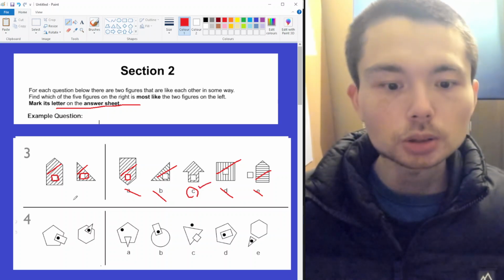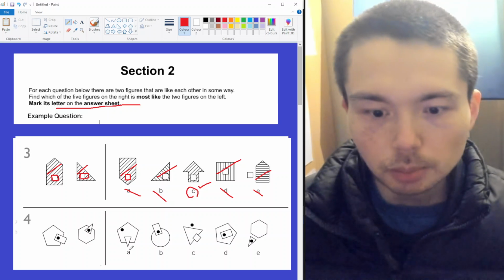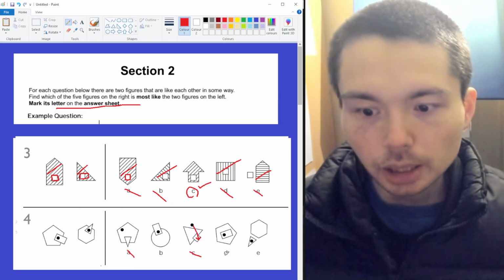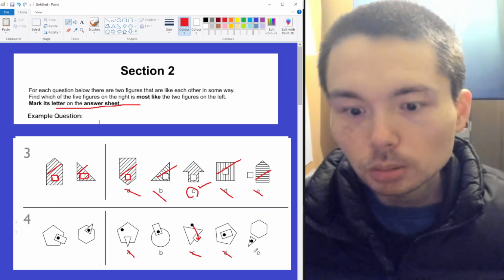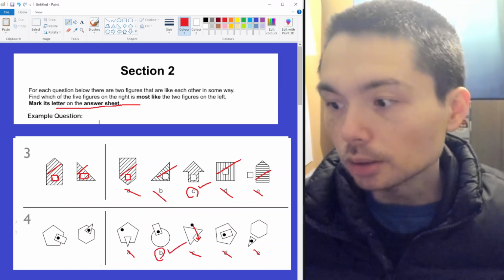Question 4. Now what stands out to me, there's a white shape and there's a black dot inside that white shape. A. No. B. Yes. C. Move that black dot. B. Okay. No. D. No. E. So the answer is B. That was also 10 seconds.